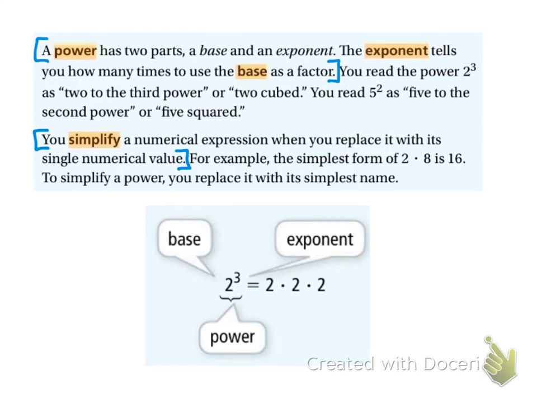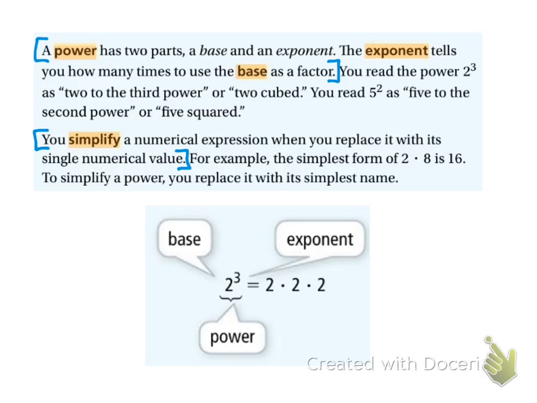Okay, this is section 1.2 of Algebra. A power has two parts, a base and an exponent. If we look down at this picture here, the base is the 2 and the exponent is a 3. The exponent tells you how many times to use the base as a factor. We would read this power as 2 to the third power, or 2 cubed.